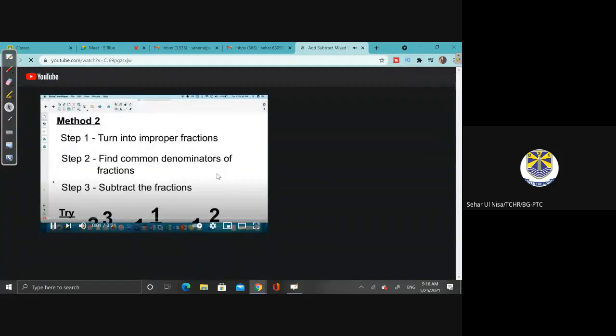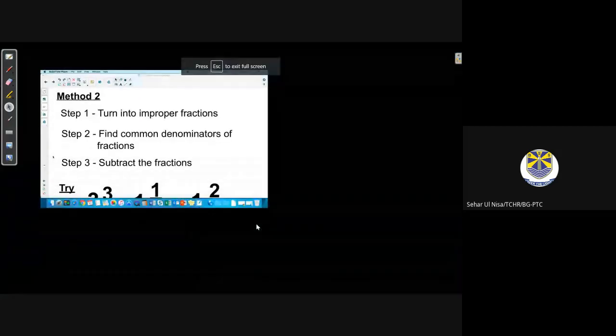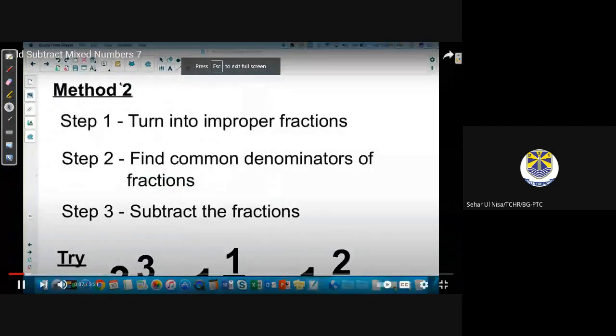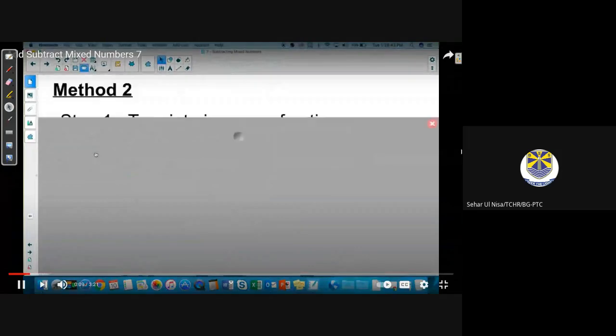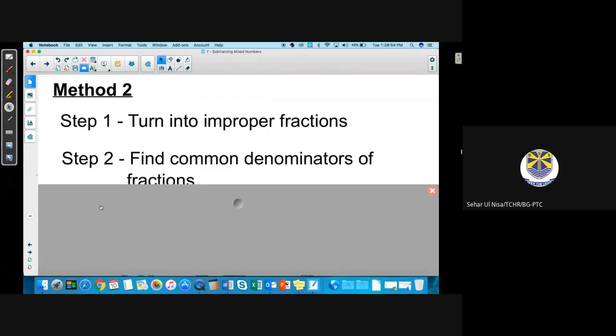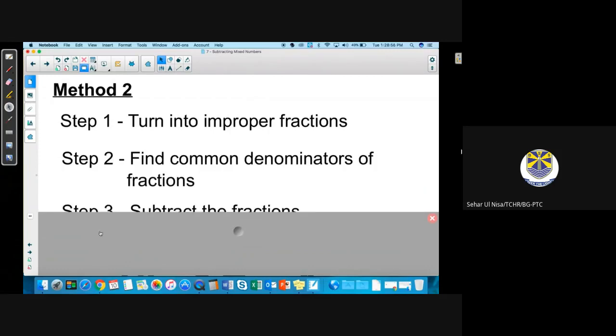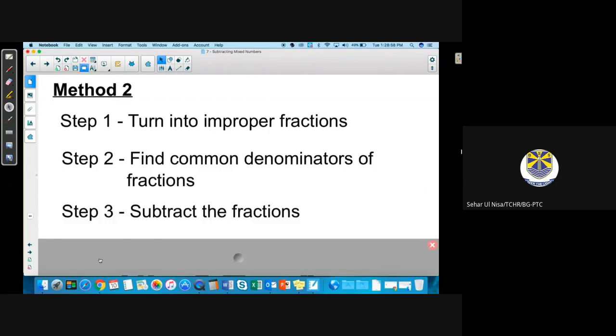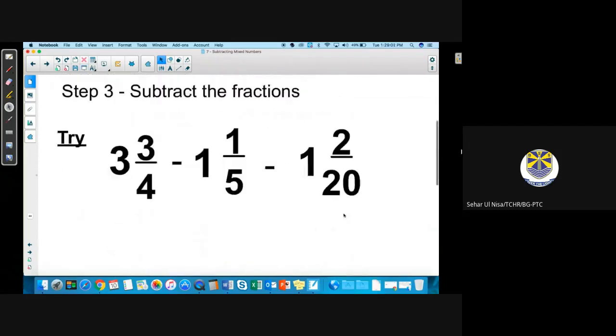In this last video, I'm going to show you the second method to subtracting these mixed numbers. Step one says to turn them into improper fractions right off the start, similar to what method two was in adding fractions. And then step two says to find the common denominators of the fractions and then just subtract the numerators from them. So let's do that.